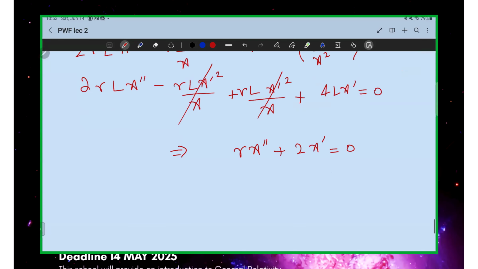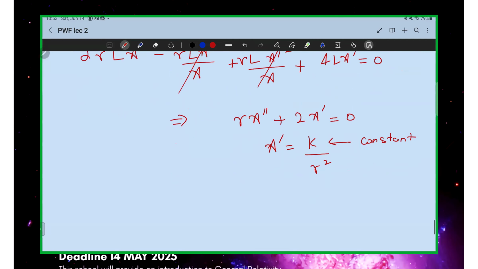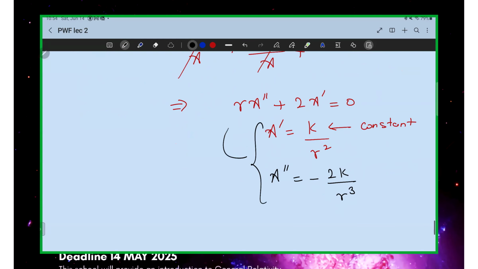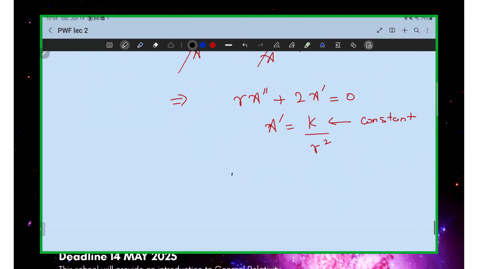Now this becomes the differential equation for A prime. So you can easily solve it to see that A prime should be some constant over R squared. So this is the constant. You can easily check that this solution is right because A double prime equals minus 2k over R cubed, and if you put these two things here, this equation is satisfied. So A prime is equal to whatever you have here, which means that A is some other constant minus k over R. I just integrated both sides. This is another constant.